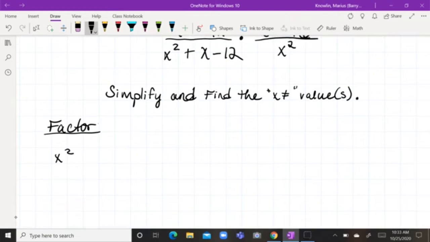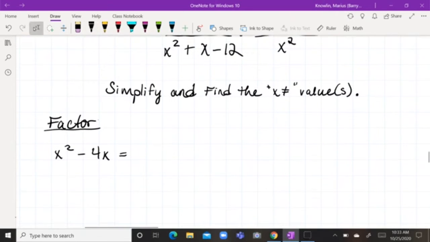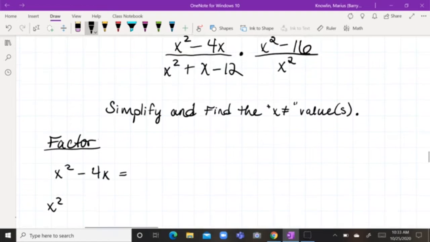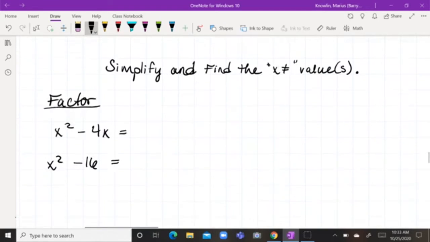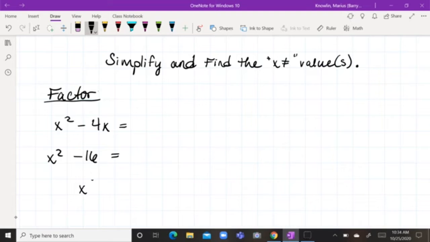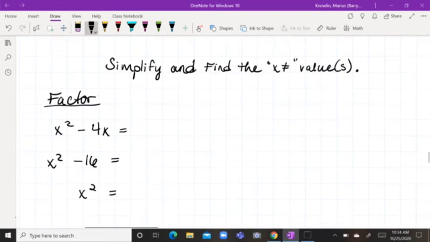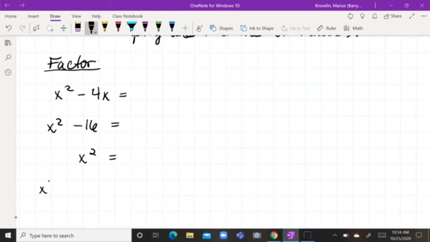We have x squared minus 4x. We have x squared minus 16. Then we have x squared. And then last, we're going to do the x squared plus x minus 12. And really for that one, we're going to make sure we put our ones here. That's going to come back to be important.